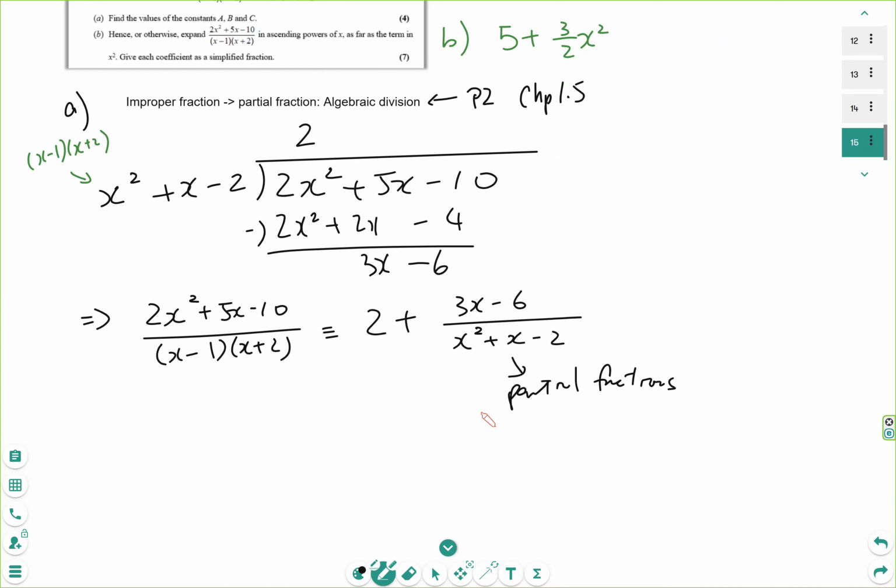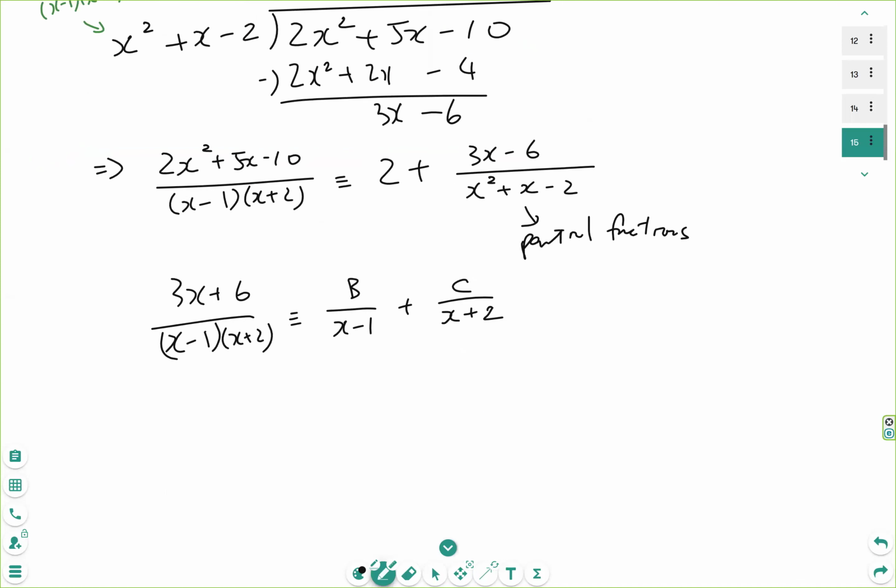So we're going to do 3x plus 6 over x minus 1, x plus 2, which is now equivalent to a, or let's use b, so b over x minus 1 plus c over x plus 2. So 3x plus 6 is now equal to b times x plus 2 plus c times x minus 1. Cross multiply. So when x equals minus 2, why minus 2?